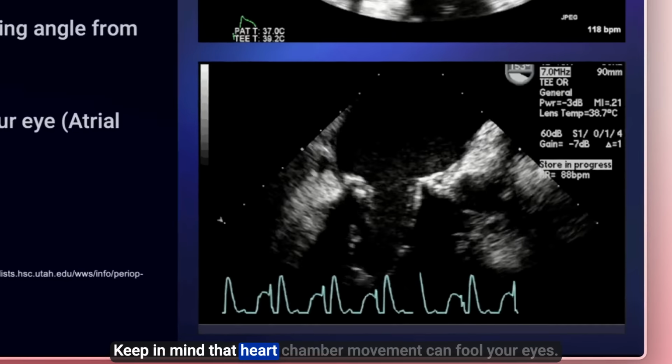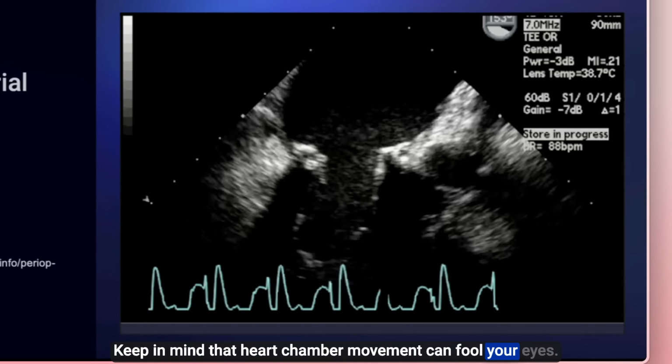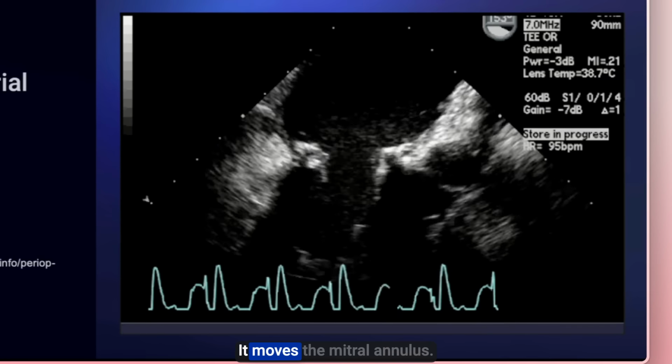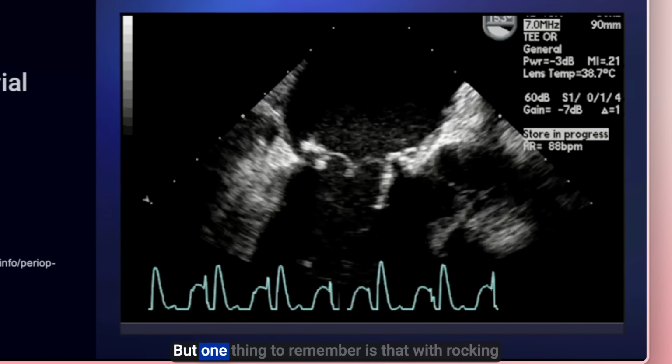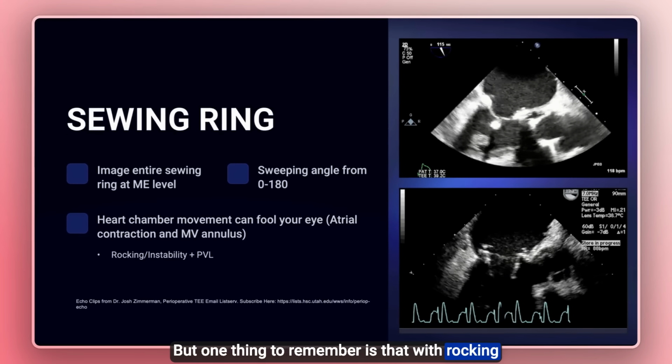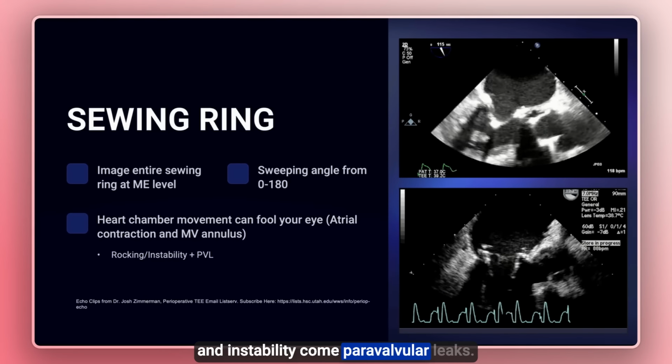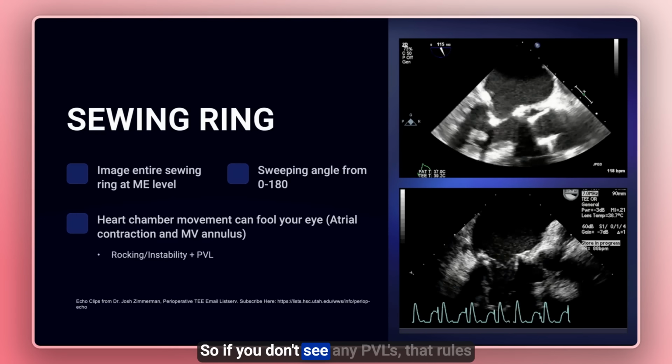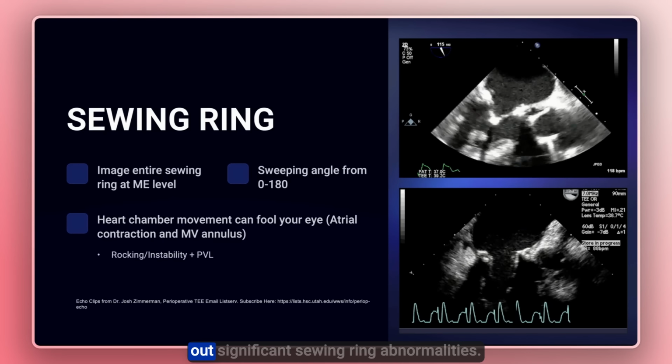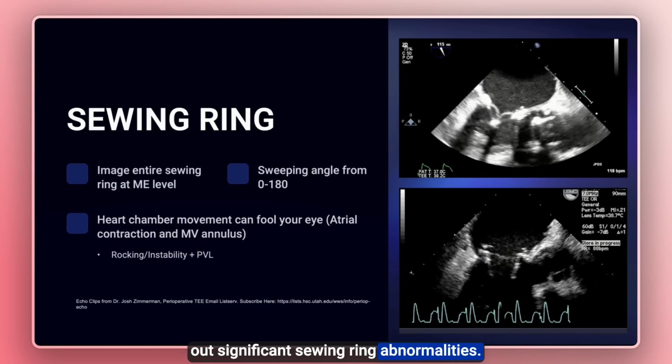Keep in mind that heart chamber movement can fool your eyes. There's atrial contraction. It moves the mitral annulus. But one thing to remember is that with rocking and instability come paravalvular leaks. So if you don't see any PVLs, that rules out significant sewing ring abnormalities.